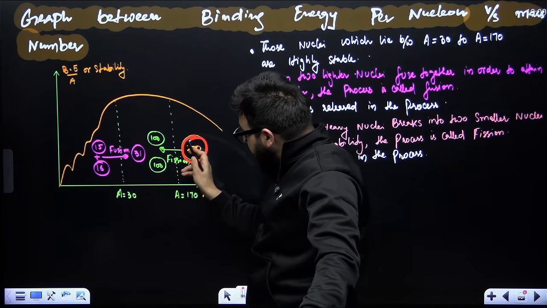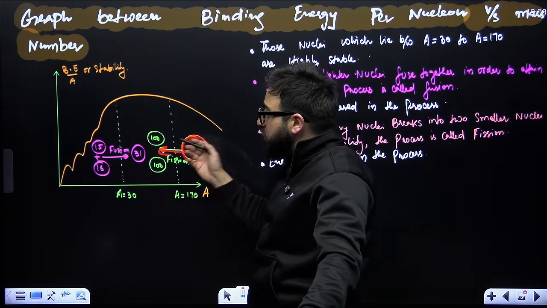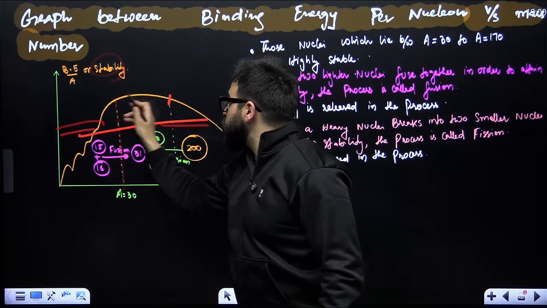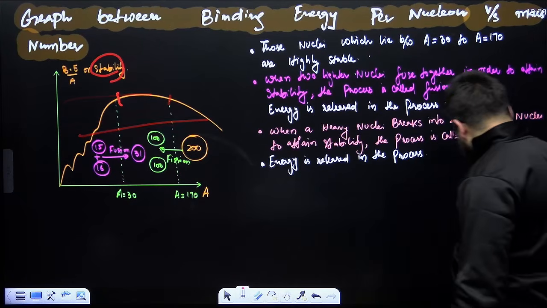When a bigger nucleus breaks into smaller nuclei to attain stability, this is called fission. Because see, all of these have less binding energy per nucleon, less stability. This also has less. So this portion has higher stability. That's why fission and fusion take place.